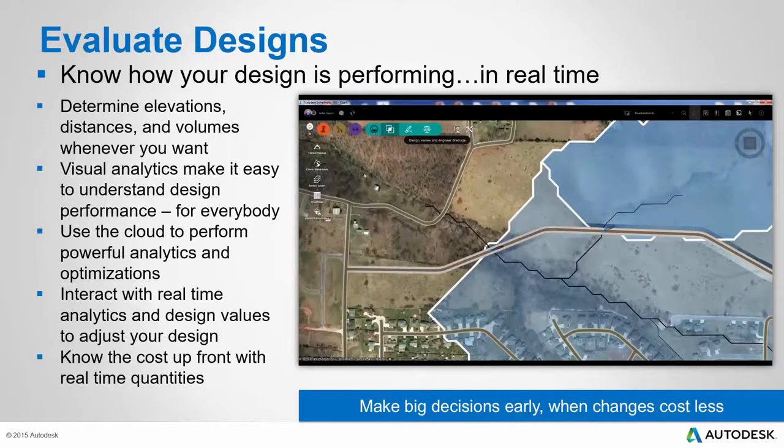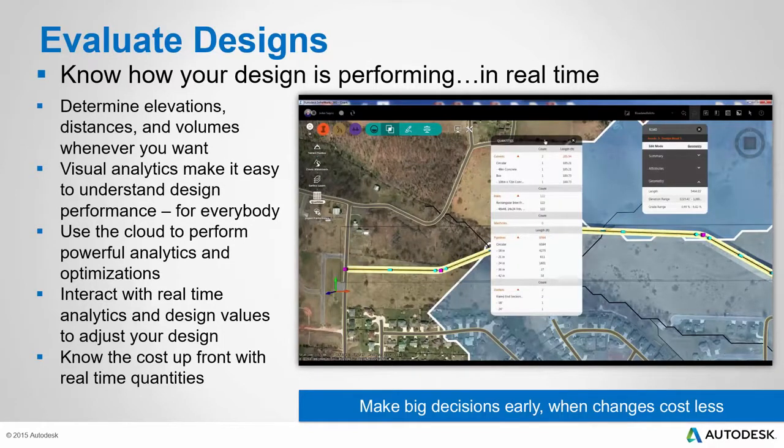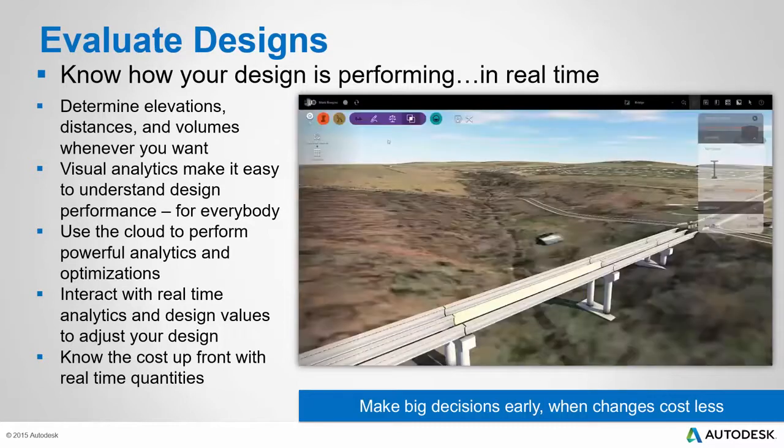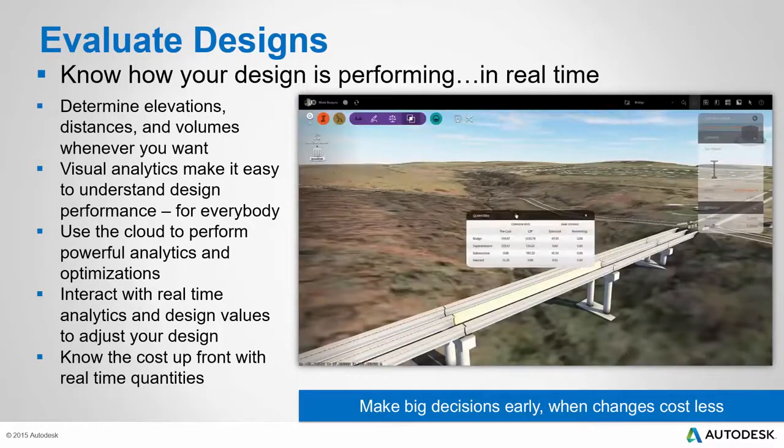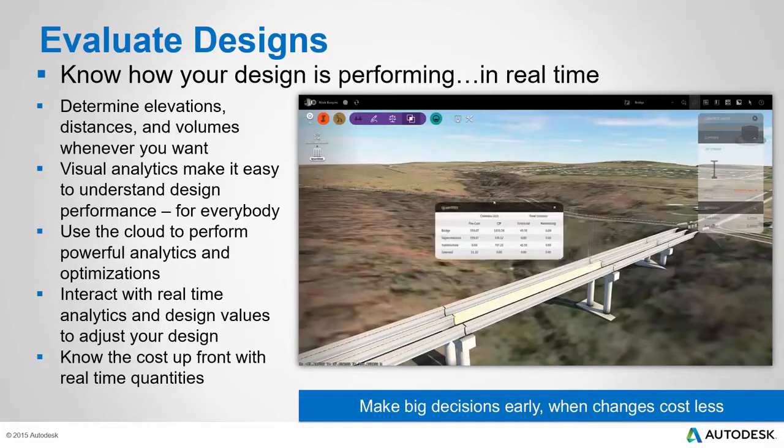And on top of all that, we can also get real-time quantities on some of the key items of our model. Here, our designer is selecting a road and getting information about the culverts, inlets, manholes, pipelines, and other infrastructure associated with that road. And we can do a similar operation with a bridge to give us quantities for the major structural components of that bridge.